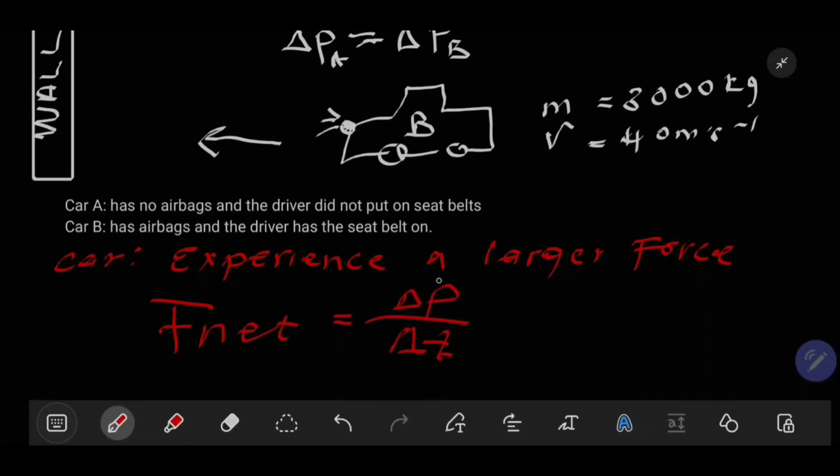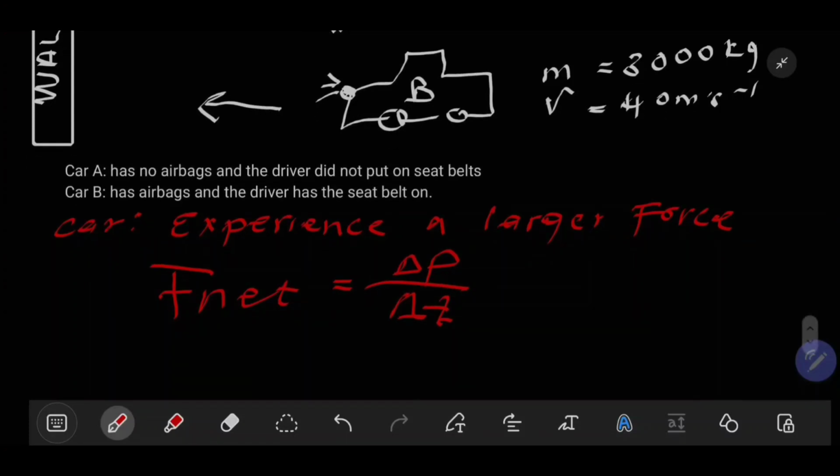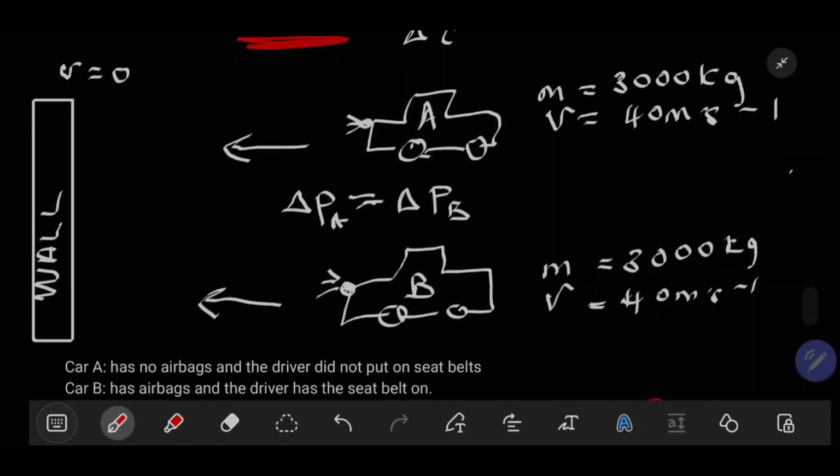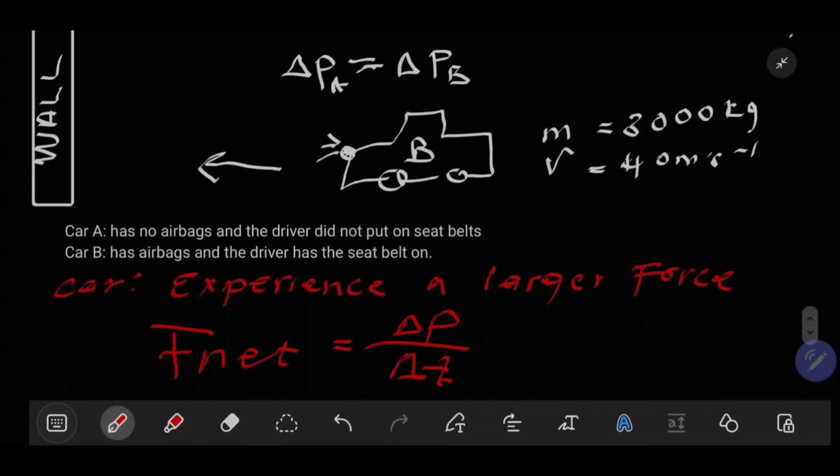Okay, we're having the same change in momentum. So now if we say that the driver in A will come to a stop first, because obviously it will crash first compared to this one, because here when it crashes the airbag will open and the seatbelt will try to hold the driver in the car. So it means the driver in A will experience a larger force.